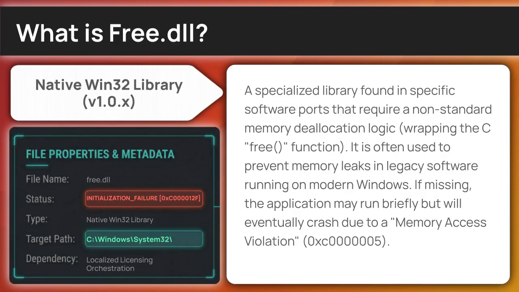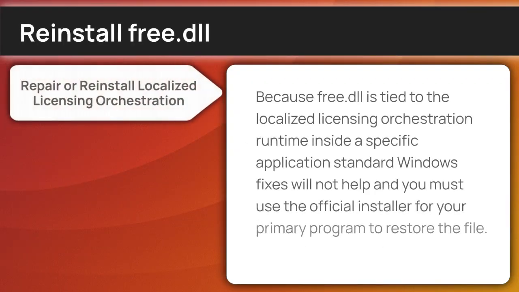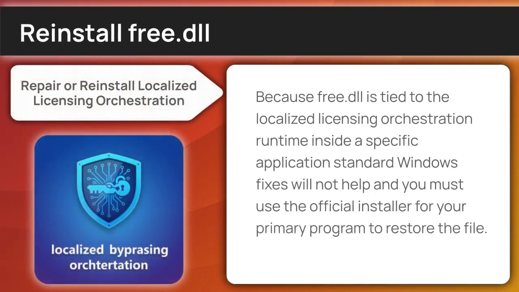We'll start with the most common fix for this specific error. Because the Free Library DLL is tied to the localized licensing orchestration runtime inside a specific application standard, Windows fixes will not help, and you must use the official installer for your primary program to restore the file.